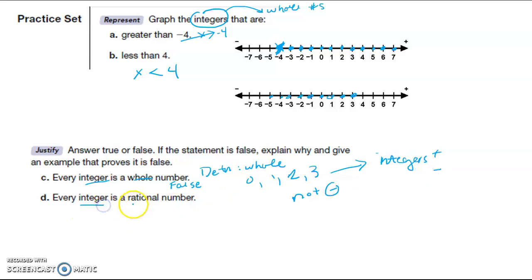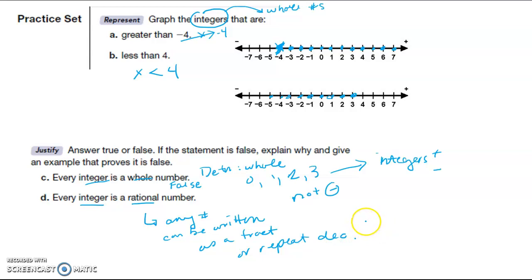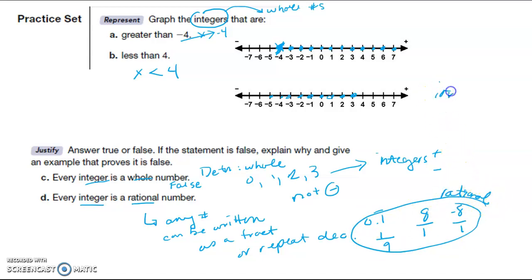And then it says every integer is a rational number. So a rational number is any number that can be written as a fraction or repeating decimal. So you can have 0.1 repeating, you can have 1 over 9, you can have 8 over 1, negative 8 over 1. These are all rational. Irrational numbers are like the square root of 2, and pi is also irrational. So every integer is a rational number. This is true.